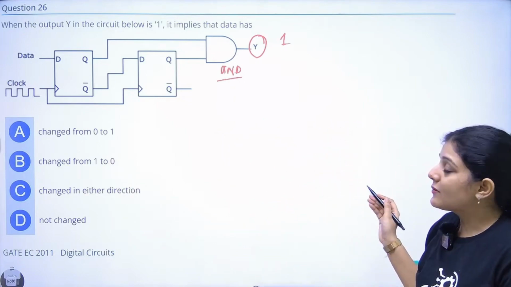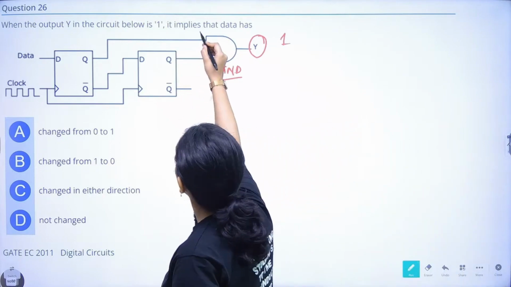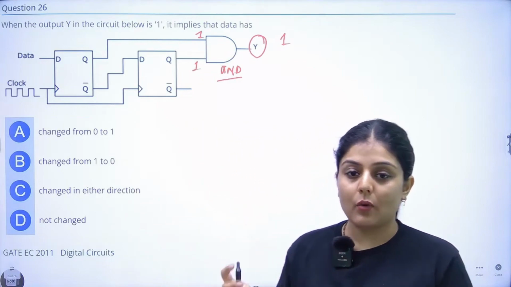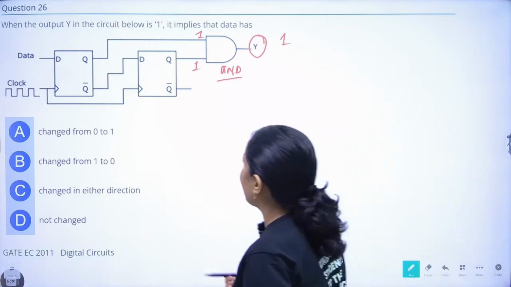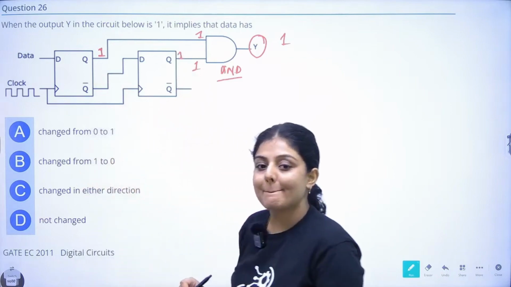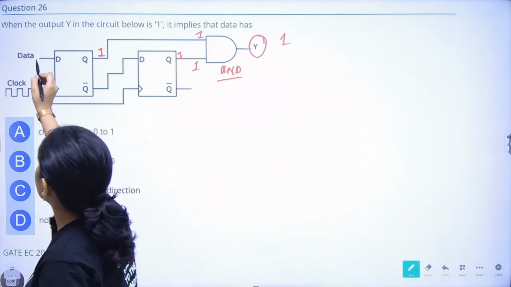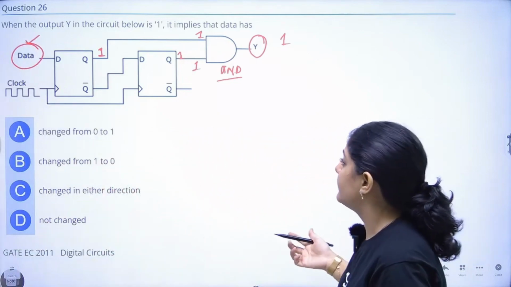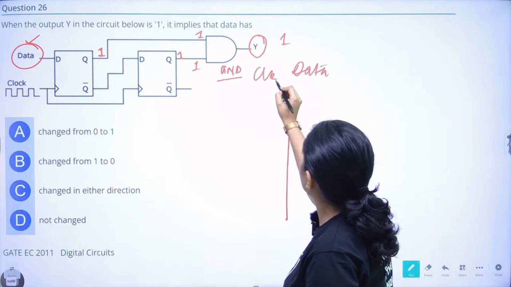So when output is becoming 1 in an AND gate, that means both the inputs should be 1. Only when both the inputs are 1, only in that case the value of output of AND gate will become 1, right? So that means the value of this should be 1 and the value of this should be 1. Got it? Now they are saying, what should be the value of data change? That the data is changing from what to what? Suppose data was 0 first.